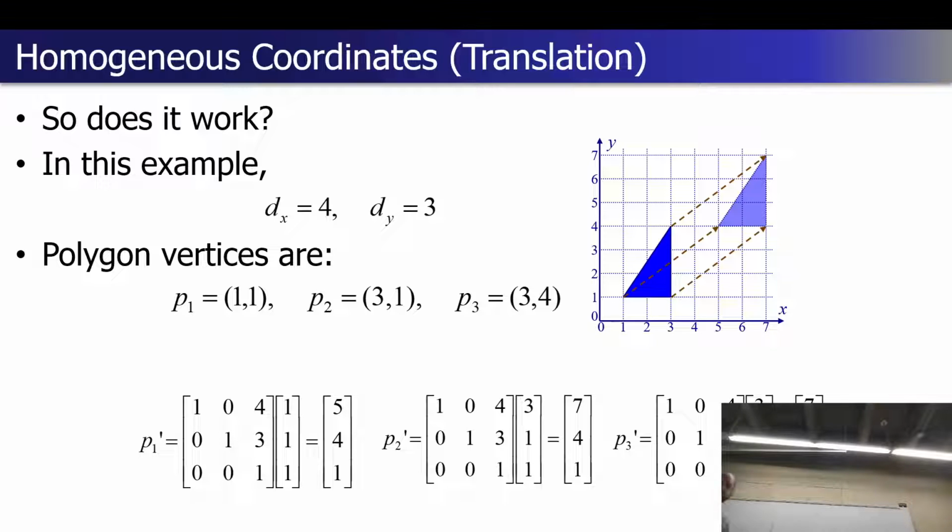We take 1 times x plus 0 times y plus 4 as our new value. That moves it 4 in the x dimension. Take 0 times x plus 1 times y plus 3. That moves our value 3 in the y dimension. And the math works, right? That's one conclusion you can make here.